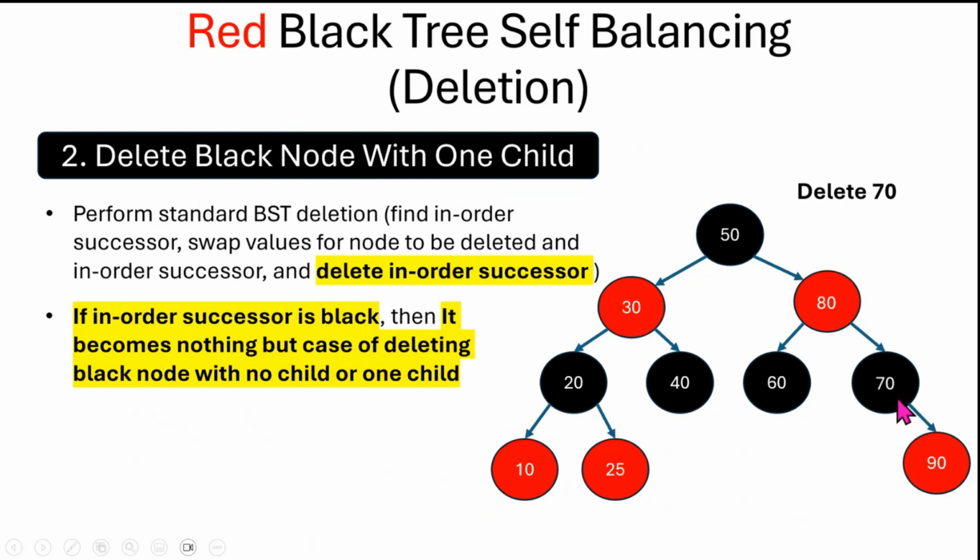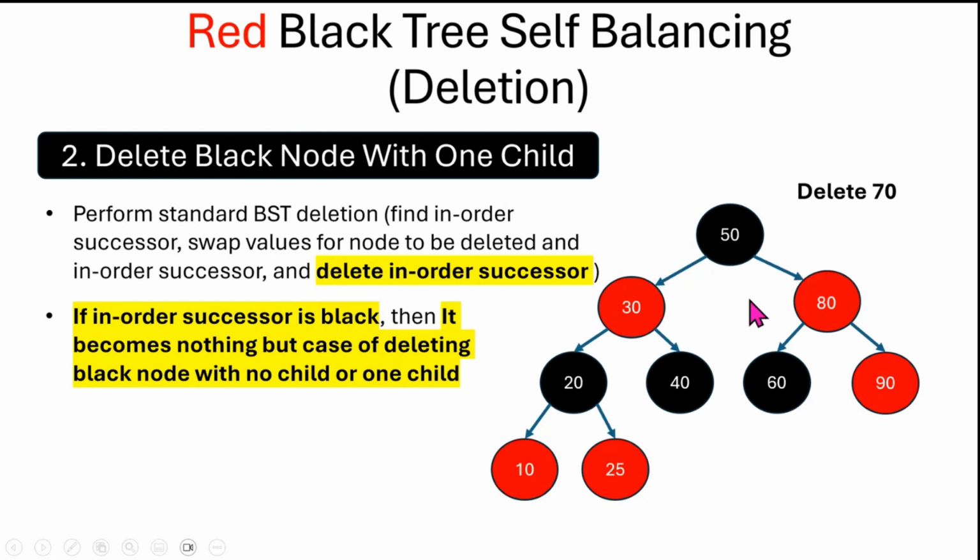Now here it is one child. And we know that if there is a black node with just one child, it will always be a red child, right? So now let's say we delete 70, then 90 becomes the new child of the parent of 70. So now if you see here, the black height is decreased on this path. But this case can be easily solved using recoloring.